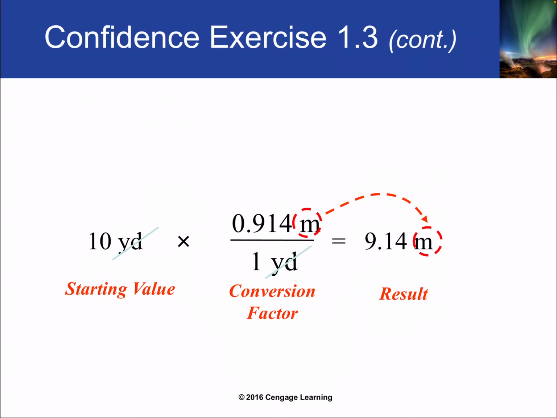And then we plug it into our calculator, double checking your units all the time. Notice your yards are going to cancel. Your final units are meters, and that's what you were asked for. So your answer is 9.14 meters.